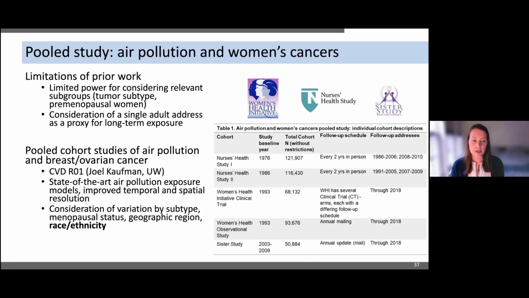And so this is building off of an existing R01 led by Joel Kaufman, and we'll be using his newly developed air pollution exposure models, which have improved temporal and spatial resolution. But really, the strength of the study will be that we have almost 500,000 women across these cohorts. And so I think we'll be able to really consider how associations vary by subtype, in addition to menopausal status, geographic region, and race ethnicity.